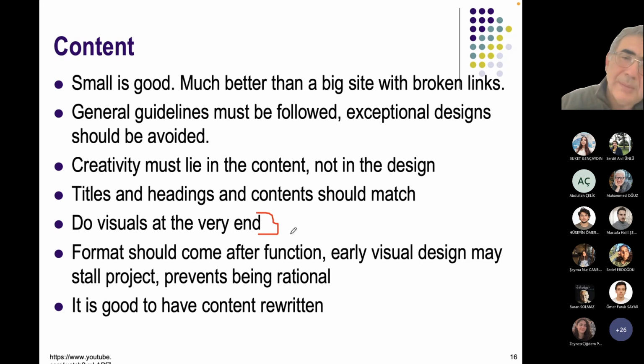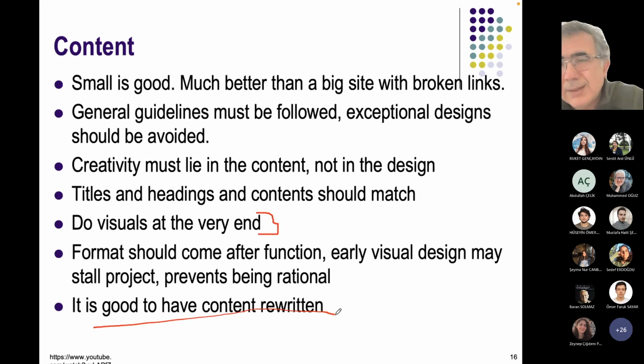Also, sometimes the content is taken from written documents. There is a catalog, for example, a printed catalog. The printed catalog is transferred to the web page. However, the reading behavior and content assimilation behavior of the people on the web is different than on the paper.